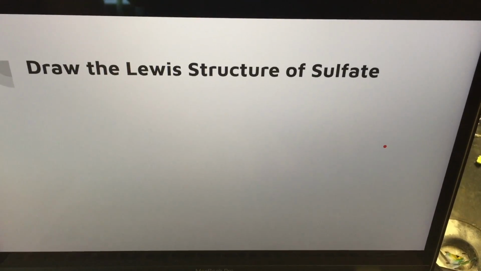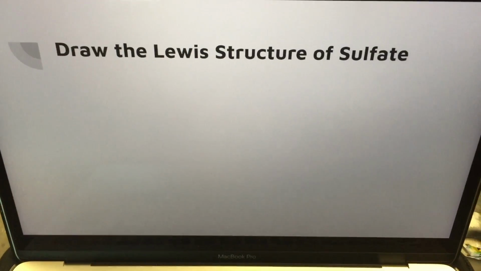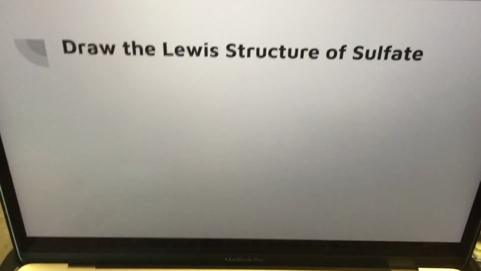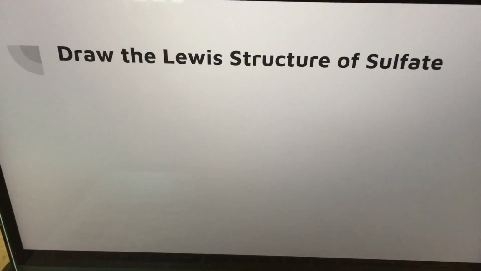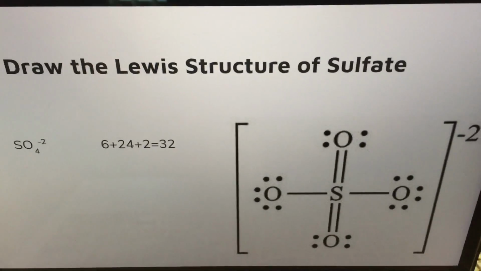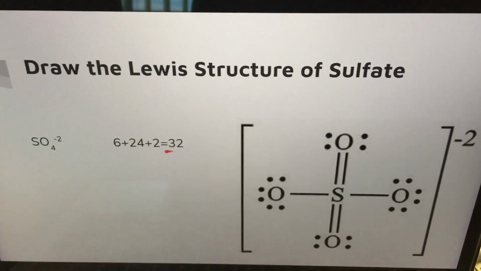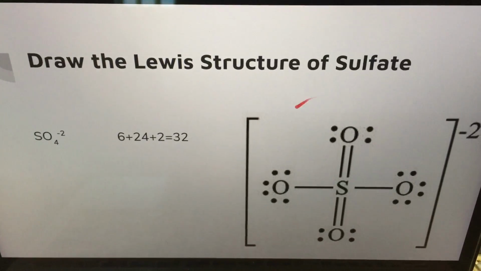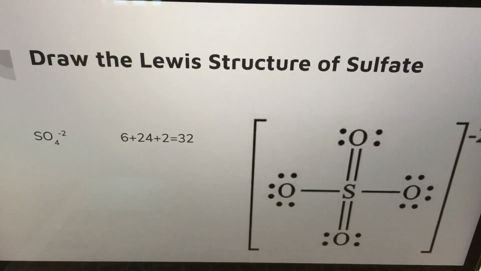Let's try the Lewis structure of sulfate. 6, 5, 4, 3, 2, 1. Okay, time's up. And here we have sulfate, 32 total electrons, and the Lewis structure here in brackets and -2 charge on the outside.